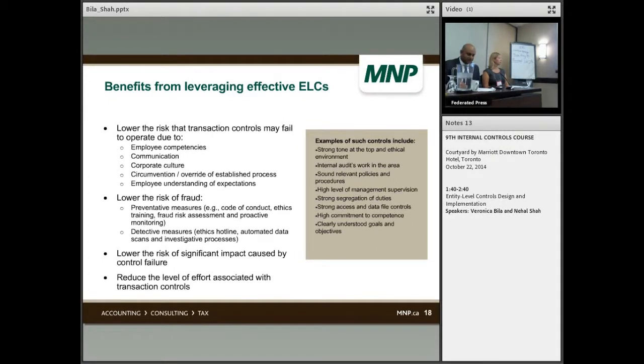ELCs can also lower the risk of significant impact caused by control failure. So one example of this would be, let's say you're recording a journal entry in your GL and it hasn't been approved. The significance and impact of that control failure could be mitigated by having a strong review process at your period end, a reconciliation exercise, for example, to help minimize the impact of that control failure. And lastly, ELCs can help reduce the level of effort associated with transaction level controls, which was a point that Veronica raised earlier.